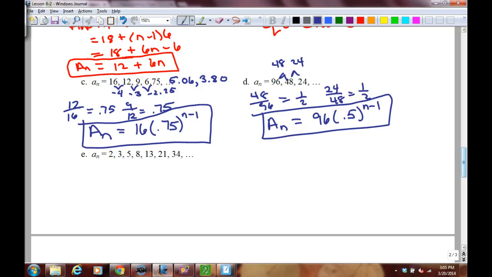Okay, let's look at E. This one's neither. This one's a special case. Do you guys know what kind of sequence this is? Fibonacci. Basically, this is taking n minus 1 plus n minus 2. It goes 1, 1, 2, 3, 5? Yeah, they skipped the first two. So 2 plus 3 is 5. 3 plus 5 is 8. 5 plus 8 is 13. Do you guys see it now? 8 plus 13 is 21.